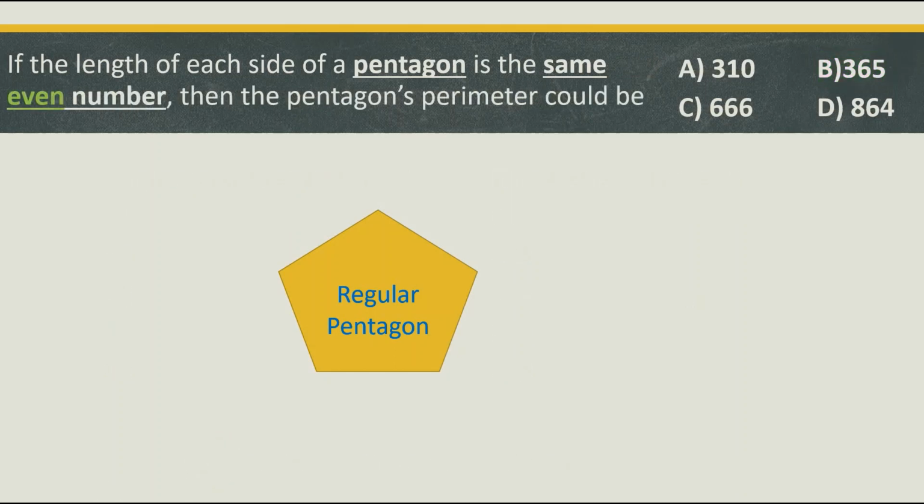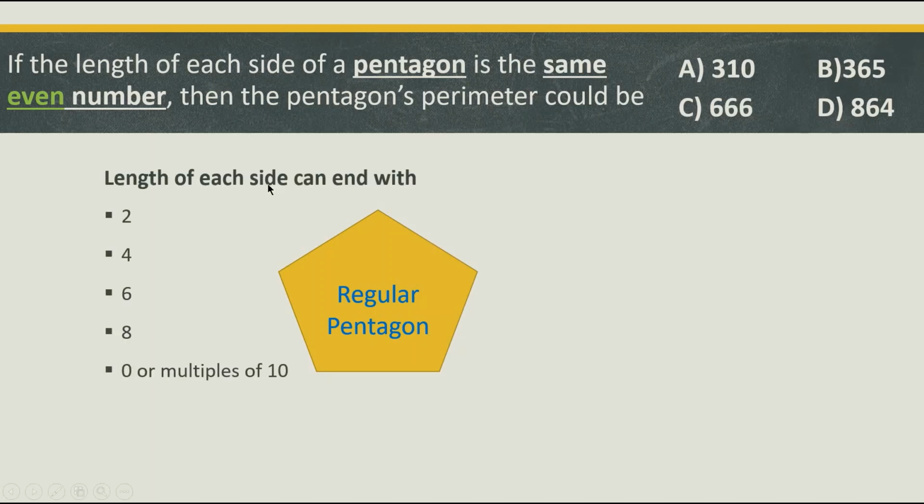Now, what if the question was, instead of odd numbers, an even number? Still, you can use the same technique. Here, the length must end with one of these five: 2, 4, 6, 8, or 0. That means 0 is either 0 or a multiple of 10. So that's what I mean here.